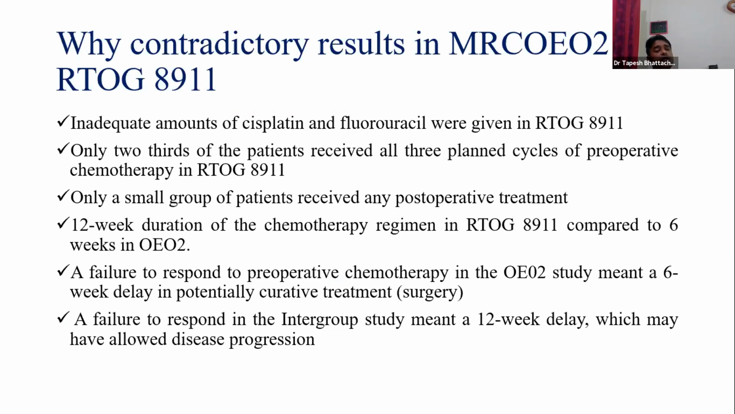Another important point is the 12-week duration of the chemotherapy regimen in RTOG 8911 compared to only 6 weeks in OEO2. A failure to respond to preoperative chemotherapy in the OEO2 study meant a 6-week delay in potentially curative treatment. Actually, you have delayed the surgery without any benefit, and that led to detriment. A failure to respond in the intergroup study means a 12-week delay, which may have allowed disease progression. So these are the possible hypotheses for why we have not got any benefit in RTOG 8911 as compared to OEO2.